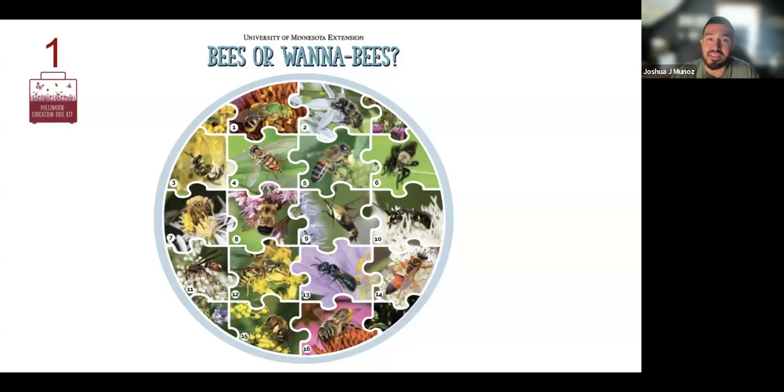Flies have two big compound eyes. They're a lot smaller and they have two wings. And then you've got wasps as another one that's not a bee. They have that very thin waist, and they're not hairy at all. So that's a little biology review that you could work with your students.